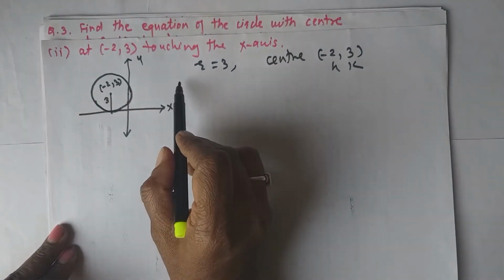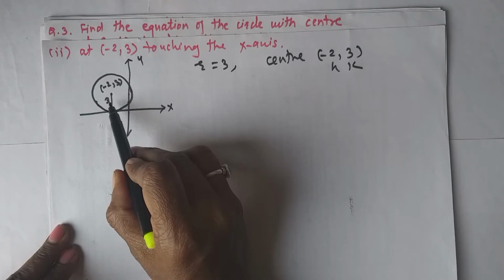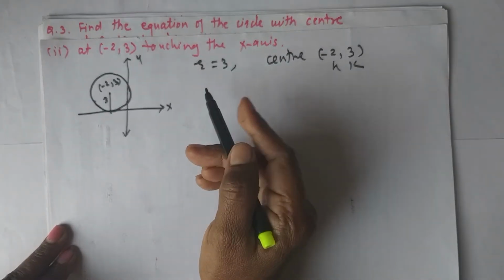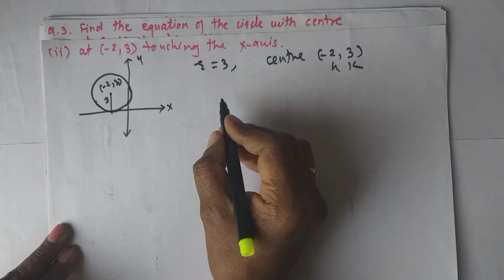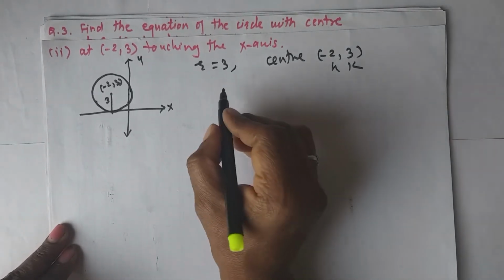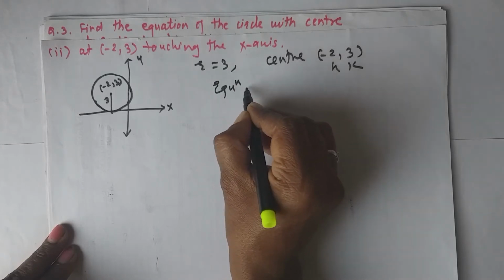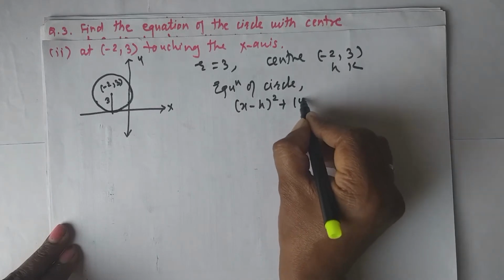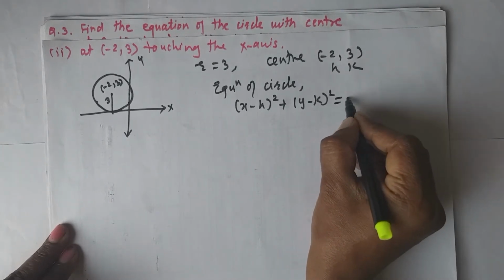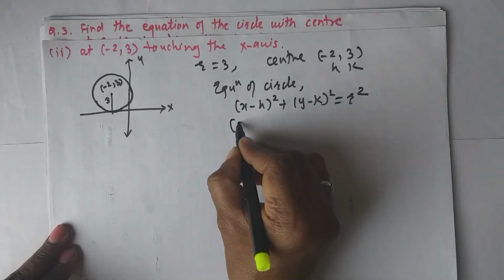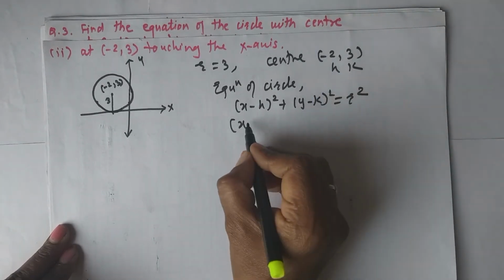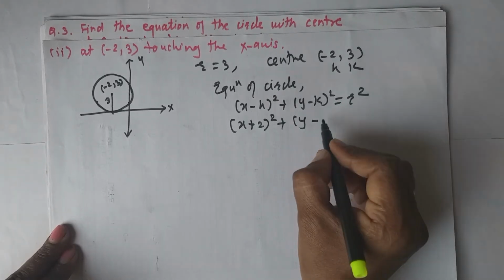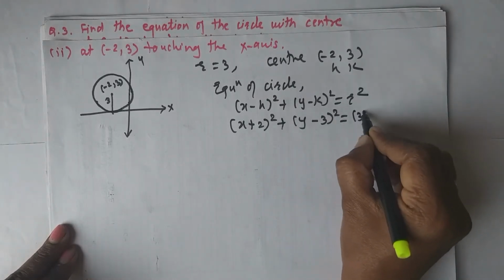You only remember that if circle is touching x-axis, y coordinate is radius, and if circle is touching y-axis, x coordinate will be the radius of circle. Again here center is given, radius is given. What is the equation of circle? Here we will use the center radius form. X minus h square plus y minus k square is equal to r square. Now what is value of h? That is minus 2. Then minus of minus 2 means plus 2. This is y minus k, k is 3, is equal to r square means 3 square.